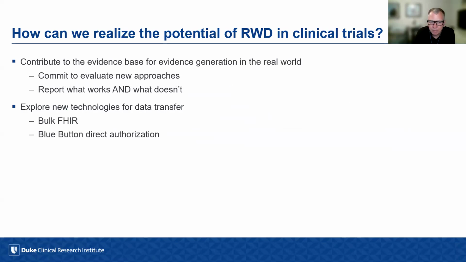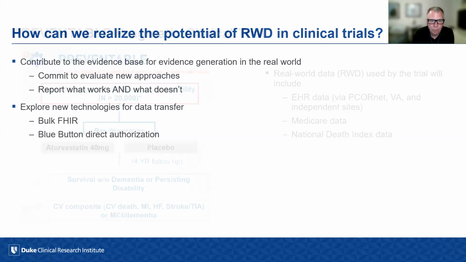Some of the things we've been thinking about and hopefully working on soon are bulk FHIR, which enables data transfer for more patients instead of the single kind of query that happens now with general FHIR interfaces. And Blue Button direct authorization, where patients basically say, you can go get my claims data, I authorize you to do that. Currently we send social security numbers to Medicare. It's kind of insane, but this would be much more direct. So there are ways maybe we could get access to these data a little more cleanly.